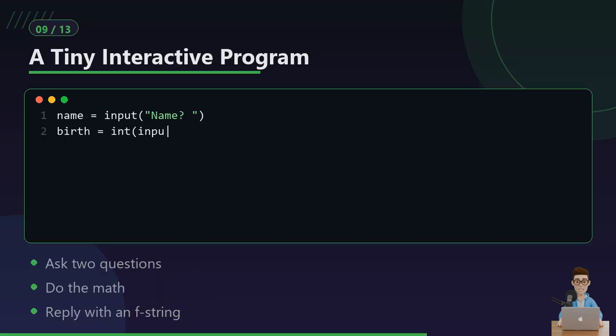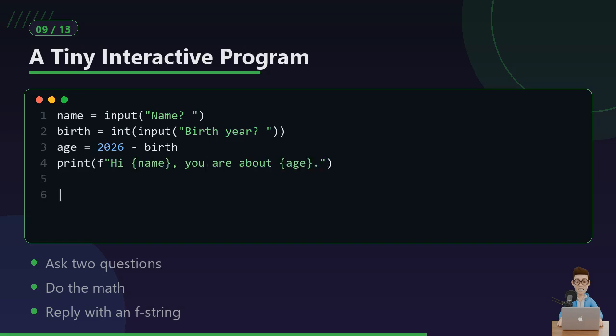Let's put it all together in 4 lines. We ask for a name, ask for a birth year, and convert it to a number right away, do 1 subtraction, and reply with a friendly F string. Notice the pattern: read, convert, compute, print. Almost every interactive program you ever write follows that same rhythm.